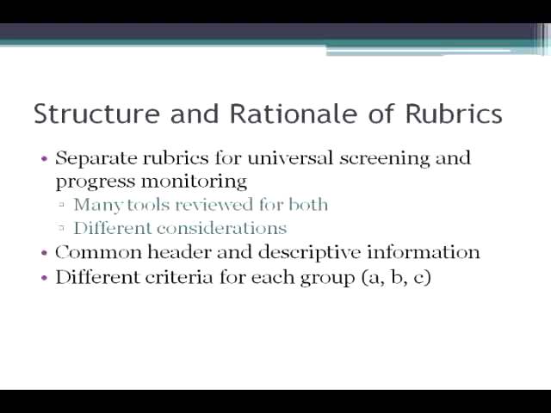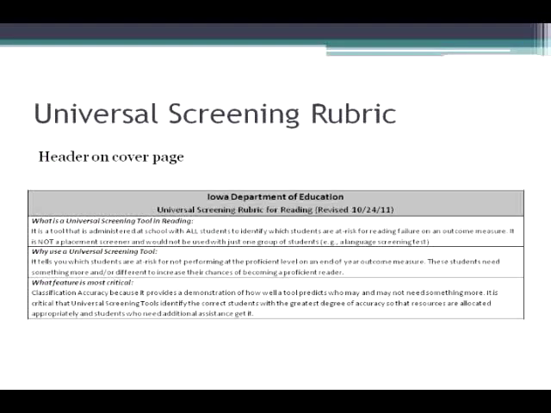The rubrics do have common header and descriptive information, and the criteria for each group contain common header and descriptive information so that there was a consistency of information across them. But each group, obviously in rating different criteria, had different sets of standards and different information that they were looking at. So for the rest of this webinar, we're going to be going through the tools piece by piece to see what each of the section and each of the criteria look like for the various groups. We'll start with the Universal Screening Rubric.